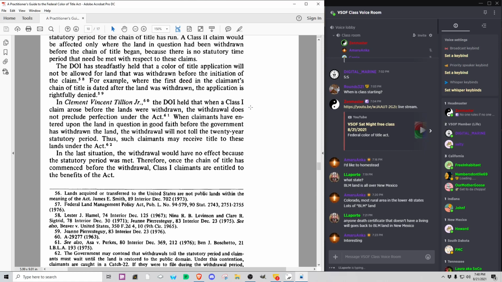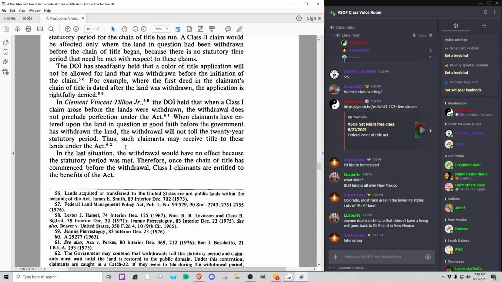Held that when a Class 1 claim arose before the lands were withdrawn, the withdrawal does not preclude perfection. Oh, what they're saying is that you still have to prove the fact that you could perfect your title before the lands were withdrawn, meaning put under federal control as far as the national park is concerned. Okay, that makes sense, because you would still have to prove chain. You have to prove chain everywhere, so that's fine.